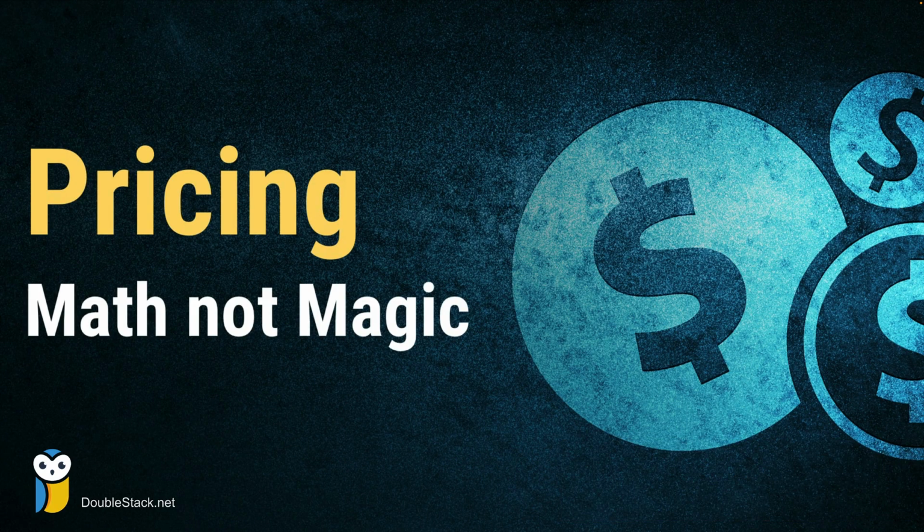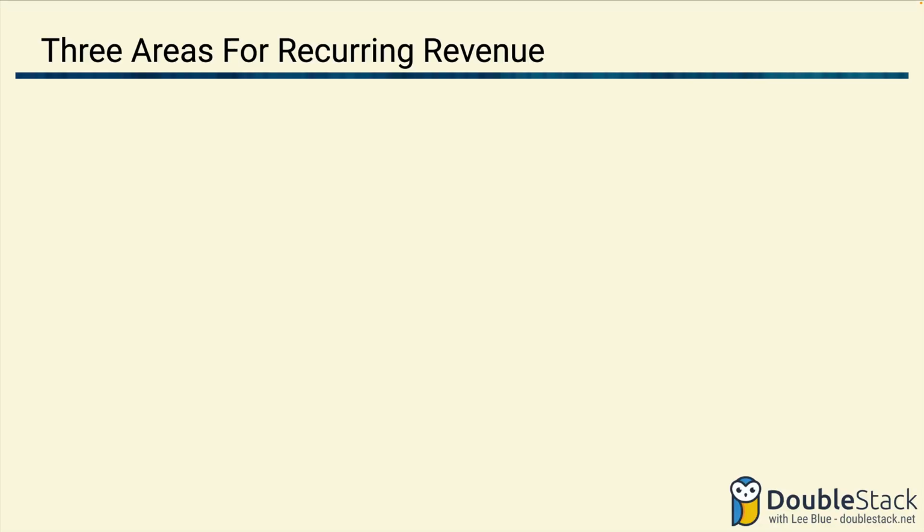All right, let's take a look at the pricing because it's math, not magic. Before we get into the actual math, let's take a look at the services that we're actually pricing so we know what we're all talking about. There are 3 areas for recurring revenue, and I'm always thinking about recurring revenue for this because I want to make sure that my clients are continually getting leads throughout the year. And those are going to come from 3 different sources or 3 different service areas.